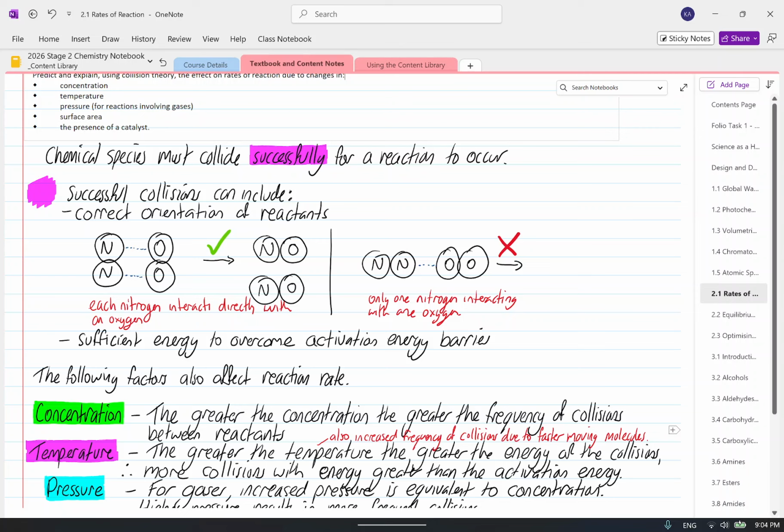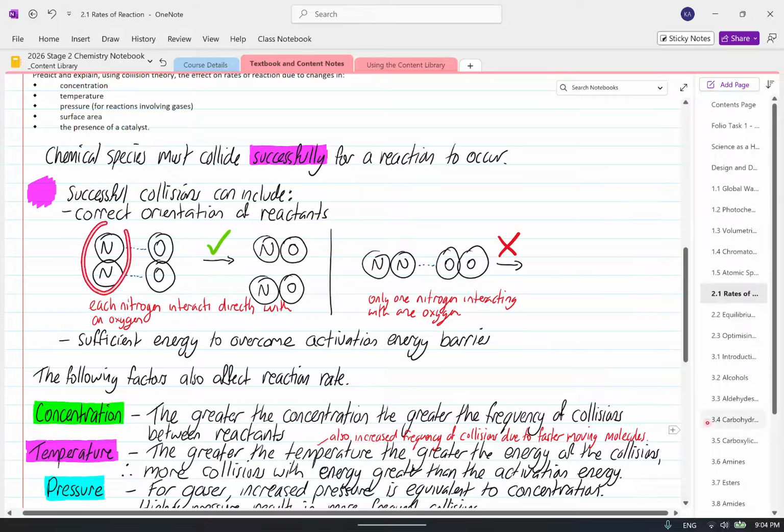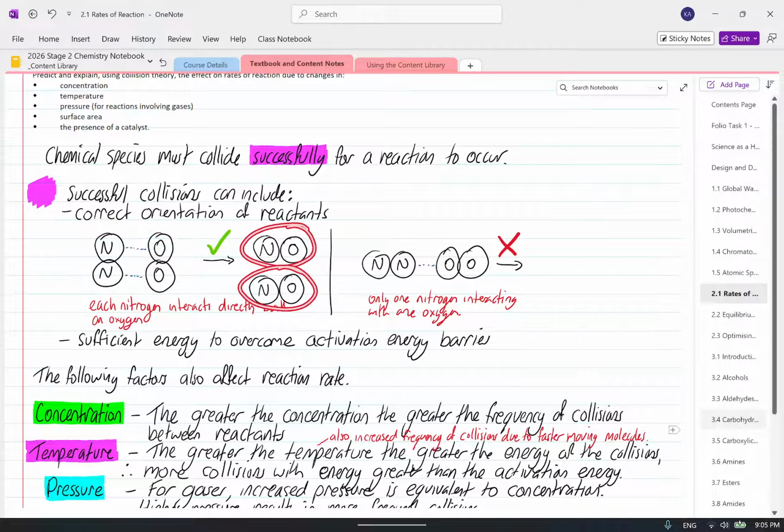Now, successfully can mean a few things. The first one that I'm looking at here is that they must come together in the correct orientation. If we look at this example here where we're taking our N2 molecule and our O2 molecule, and we want to react them into two NO molecules, it seems hopefully obvious that for this N and this O to combine, they're going to have to come into contact directly. Similarly, at the exact same time, we're going to have this nitrogen and this oxygen come into contact so that both of these NO molecules can be created.